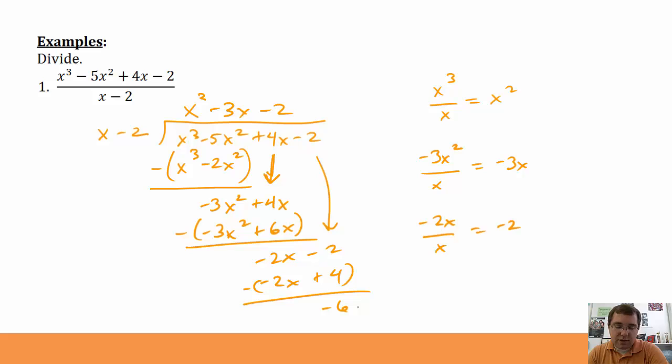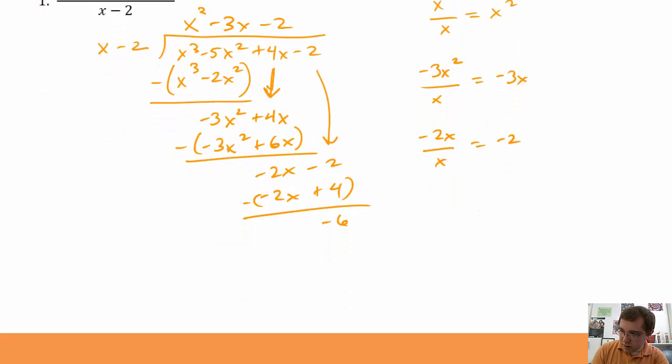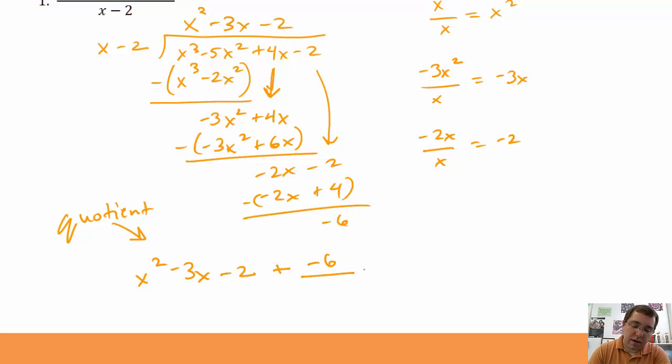And now x minus 2 won't divide into negative 6 because I'm out of x's. So that's my remainder. So here's the way I write my answer. I write it as x squared minus 3x minus 2. That's the quotient. That's what I have on the top of the division sign. Plus the remainder, negative 6, divided by what I was dividing by, x minus 2.